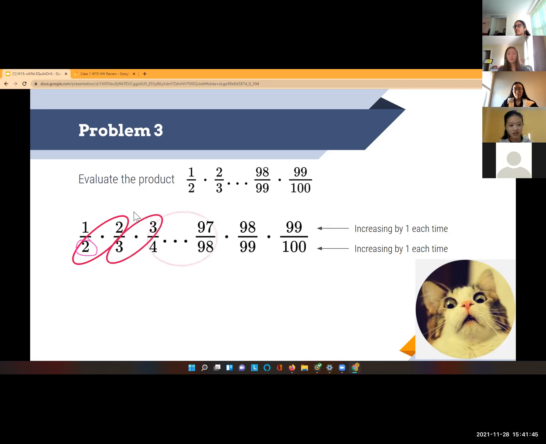Then the same thing goes for the 3s, and then it'll eventually also go for the 4s, the 5s, the 6s. It'll just all cancel out along the diagonals until you're left with nothing but the 1 in the numerator and the 100 in the denominator. And that's your answer, because you're just left with 1 over 100. Everything else just cancels out.